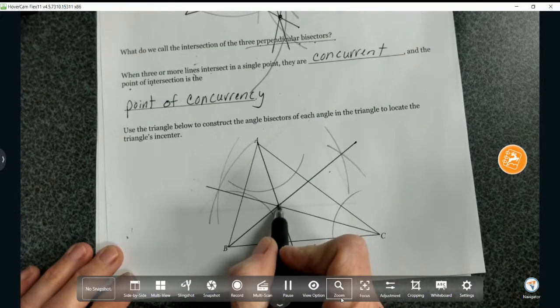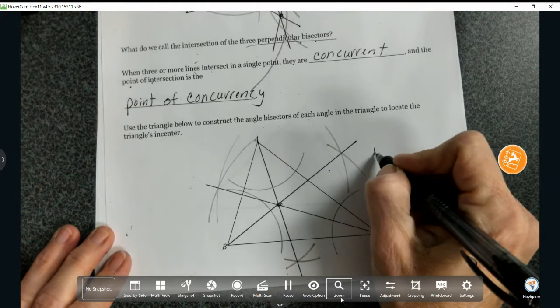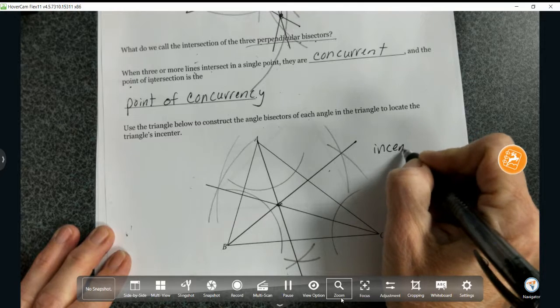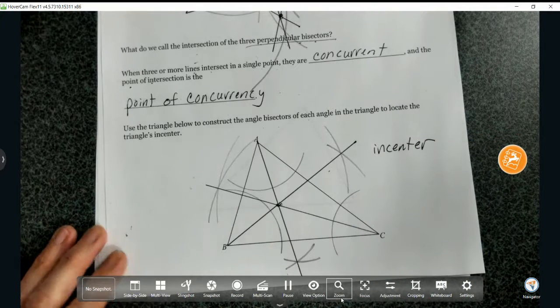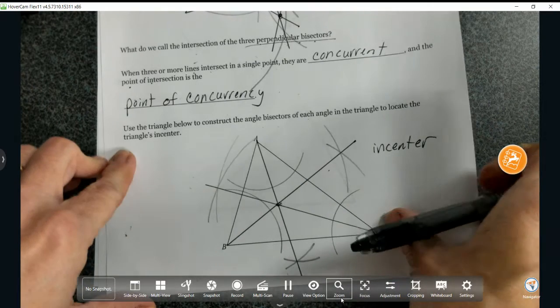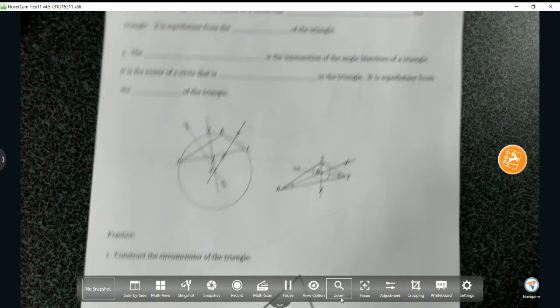So this is another point of concurrency that we're going to talk about. That one is the intersection of the three angle bisectors. So this has a name. It's called the incenter. So on the next page, we're going to fill in the blanks here and do more formal definitions.